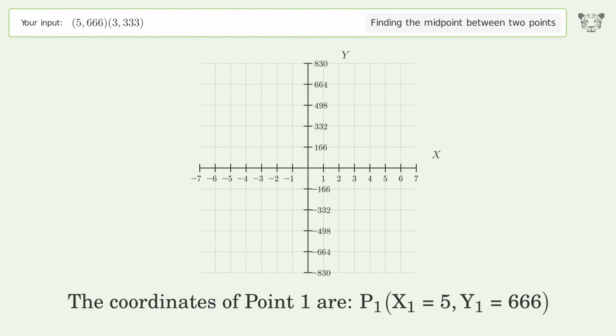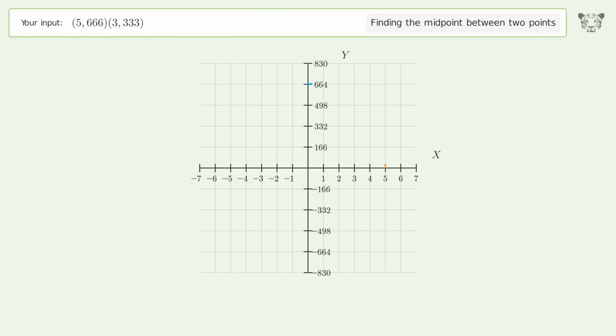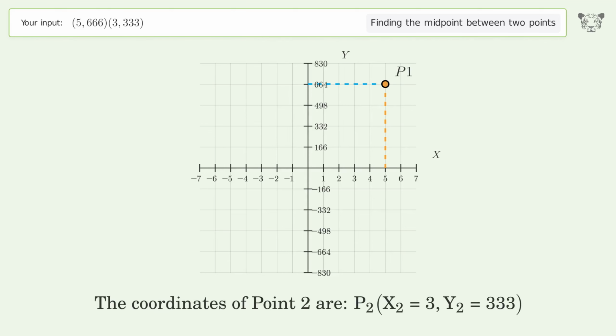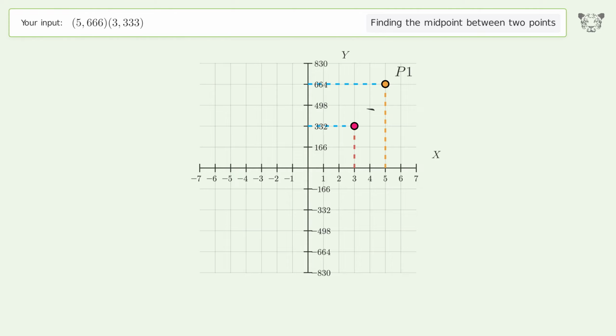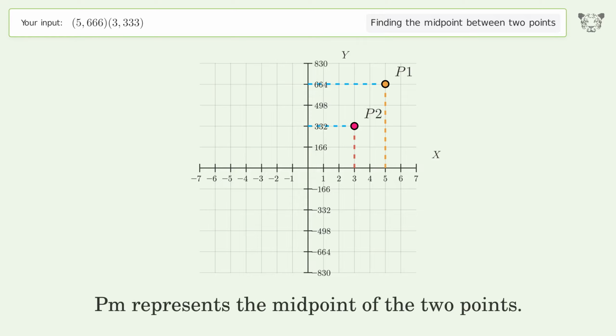The coordinates of point 1 are x1 equals 5, y1 equals 666. The coordinates of point 2 are x2 equals 3, y2 equals 333. PM represents the midpoint of the 2 points.